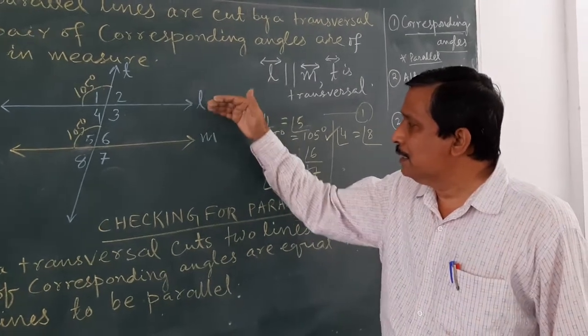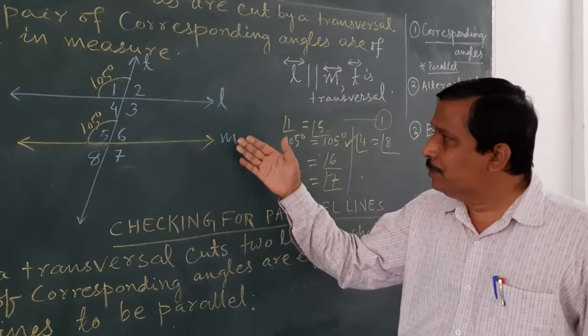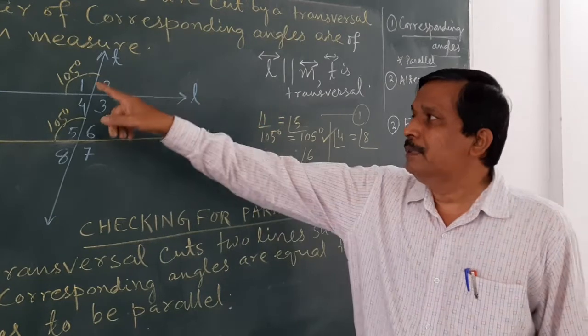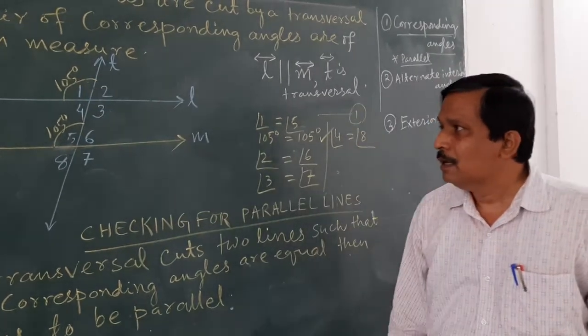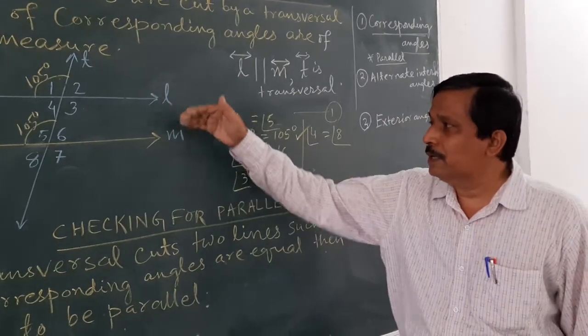Means suppose L and M are not given as parallel. But you have to prove that these two are parallel. How can you prove? If the measure is known, here it is 105 degree, and this is also exactly 105 degree. So these two lines are parallel.